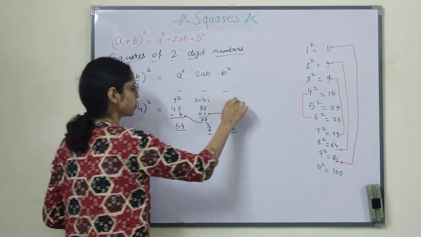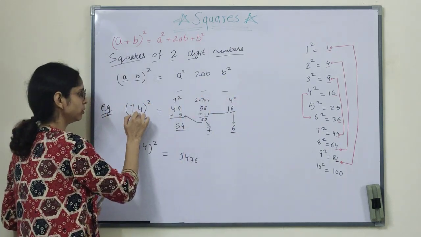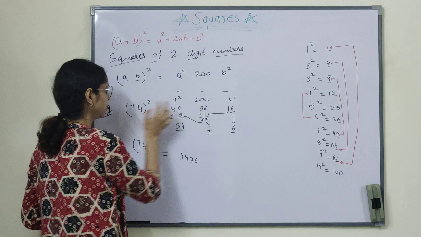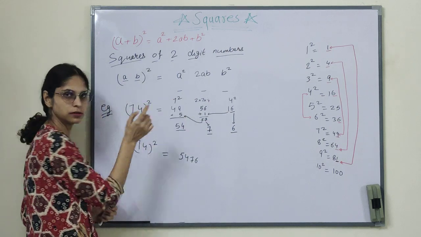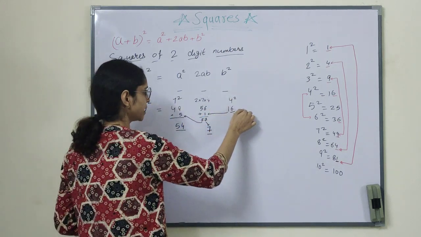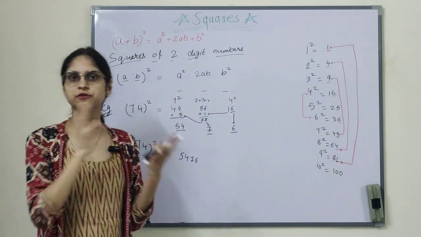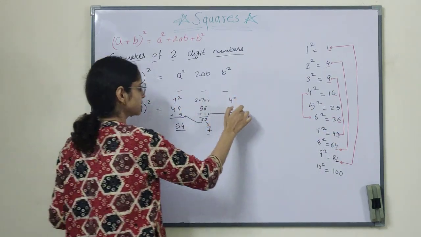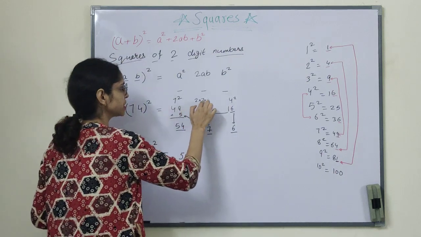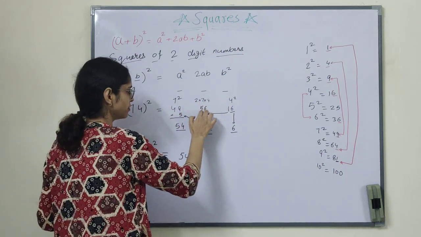So you write the unit place square, multiply 2 and whatever the numbers are together, and then 7 square, the tens place square. 4 square is 16. We have this table. So you just have to memorize all the squares from 1 to 9. Now 4 square is 16. You are writing it over here. 2 times 7 times 4 is 56.